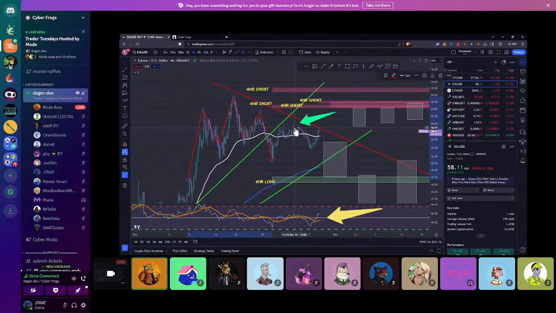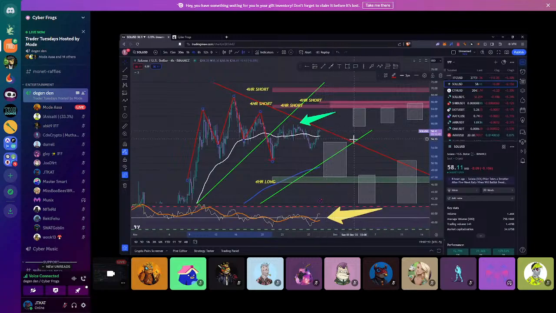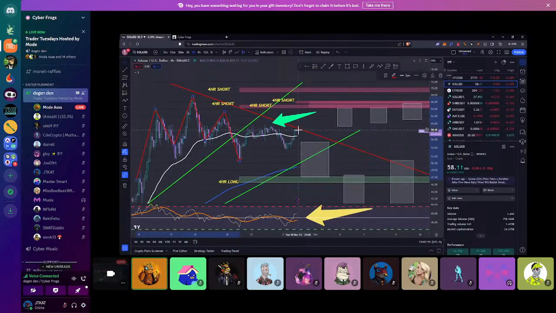Personally, I made an entry at around 57.79 for a short. So basically, pretty much right about where we are now. I made it back here. I did take some profits and I'm looking to reload here, as long as we don't break this trend line.